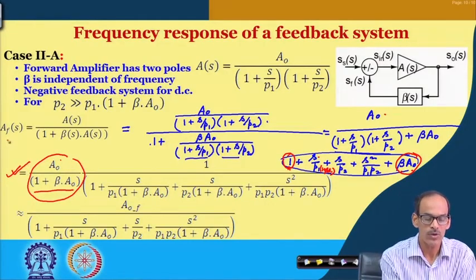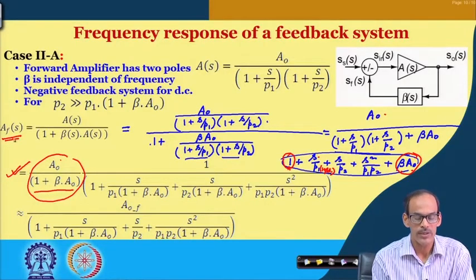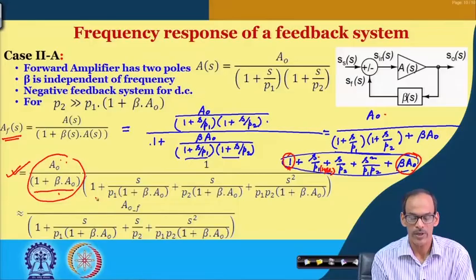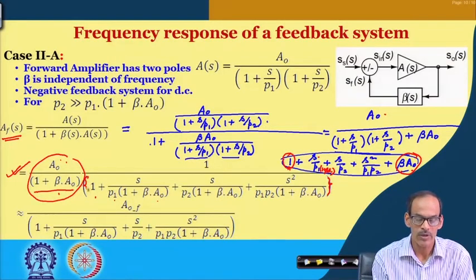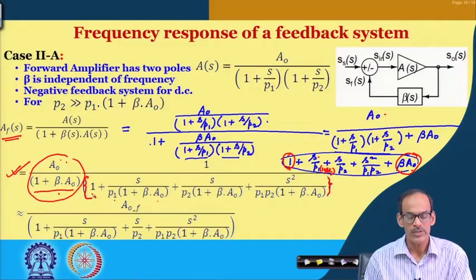So, the expression of AF is A naught divided by 1 plus beta into A naught, and then multiplied by 1 divided by 1 plus S divided by P 1, so and so, and finally, what I would like to say is that we do have the second order polynomial. Now, let us try to put some approximation to get a meaningful conclusion here.